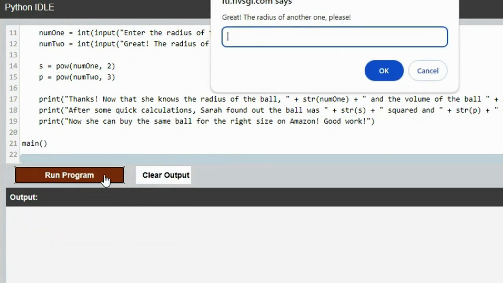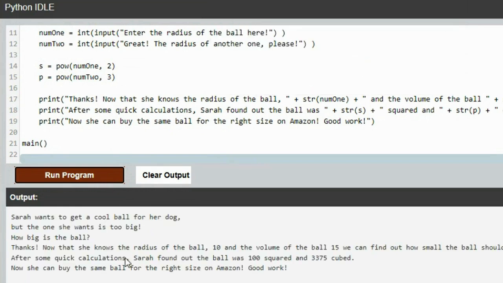Inner radius 10. I'll put the 15 just because that's what I did the first time. After some quick calculations, she found out the ball was 100 squared. Okay, that'd be 10 squared. And 3375 cubed. So it took the first number I entered and squared it, and took the second number I entered and cubed it.